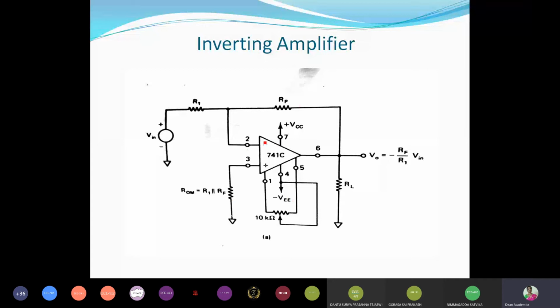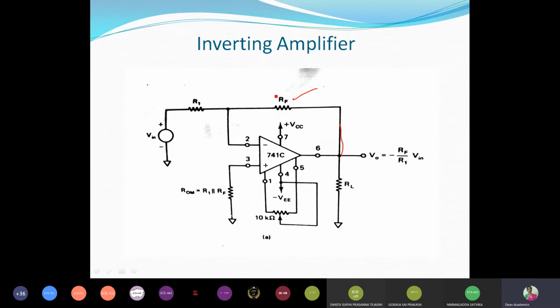Now this is the operational amplifier connected in inverting mode. We call it connected in inverting mode because we have given the input at the inverting input terminal of the op amp. Then we are talking about a closed loop configuration. Therefore, a portion of the output is fed back to the inverting input through a resistor called the feedback resistor.